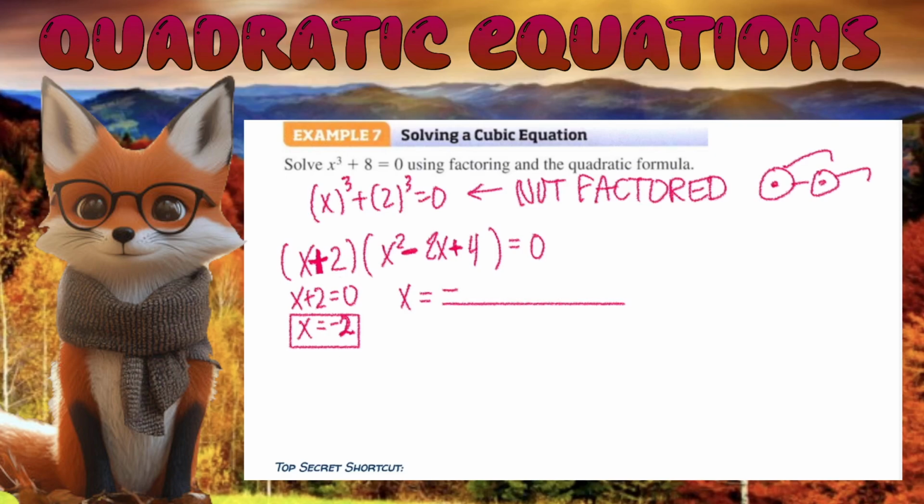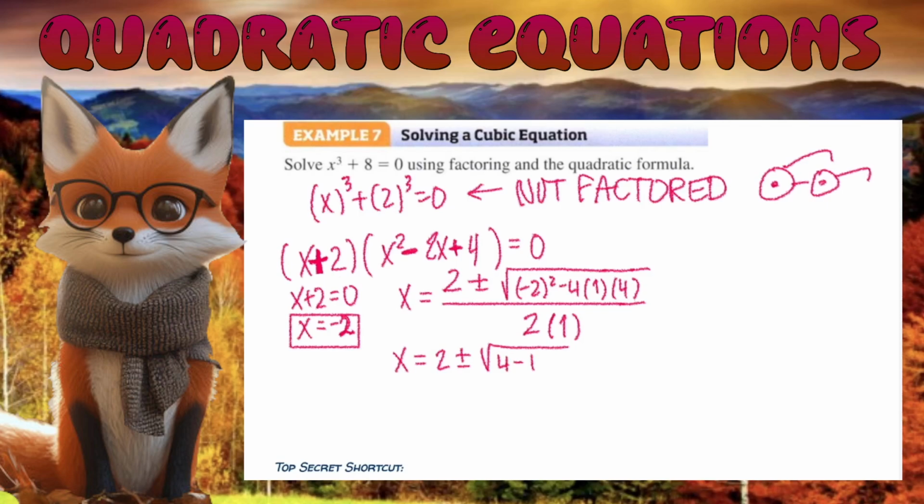Now, the long way is -b, which becomes +2, plus or minus the square root of -2 squared minus 4 times a, in this case 1, times c, in this case 4, right? All over 2 times a. There you go. Now, what does that inside become? -2 squared is 4. 4 times 1 times 4 is 16, so 4 minus 16.